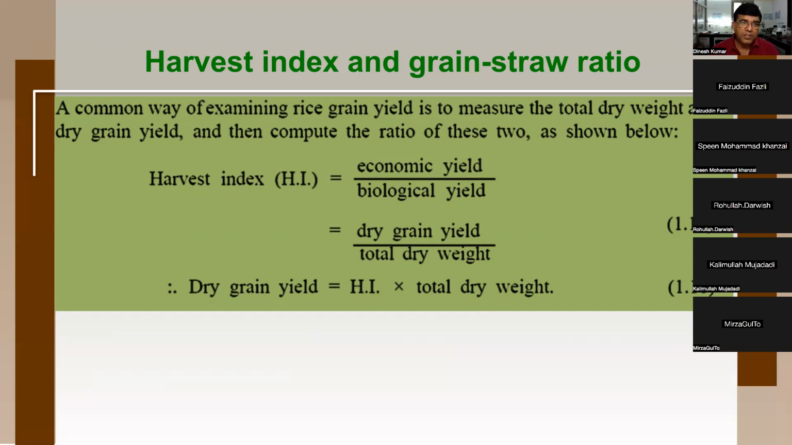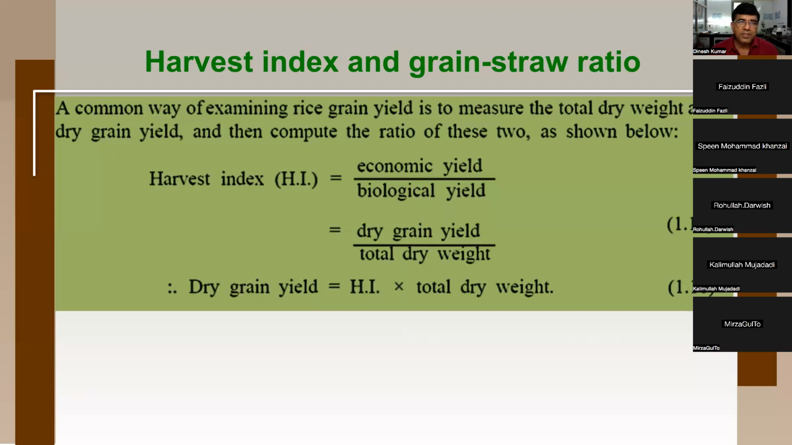So what is biological yield? Anybody? What is biological yield? Total grain and straw. Total grain yield plus straw yield, it is biological yield, sir. Very good. So you can calculate harvest index and then multiply this value by 100.